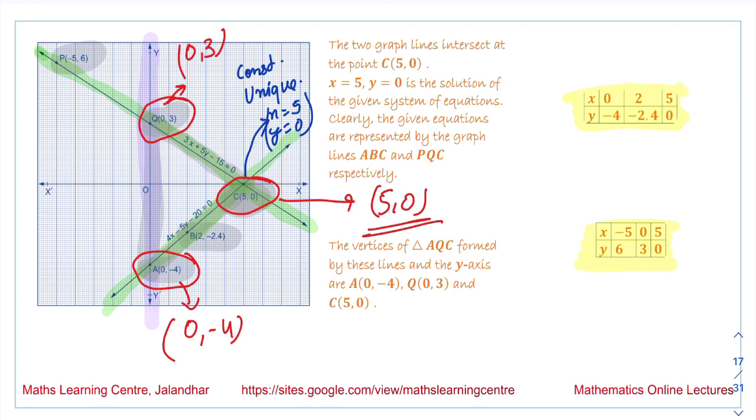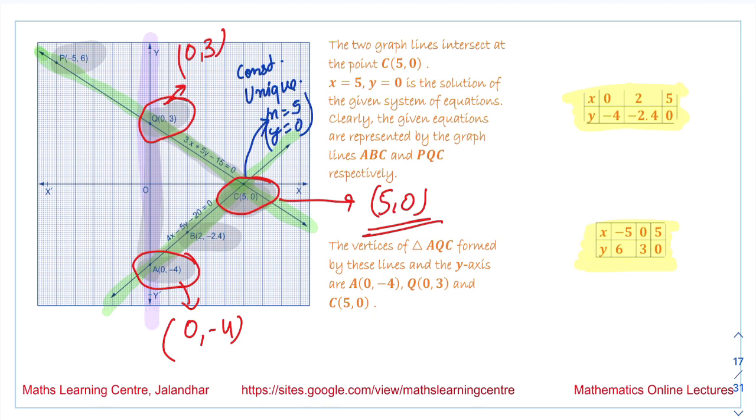So the procedure is the same: whatever equations are given to you, you have to find the values of x and y. First of all we have to draw those lines. If those lines intersect at one point, then we say that the system is consistent and it has a unique solution. And as in this question it is asked to find the vertices of the triangle, we have shown the vertices of that required triangle.